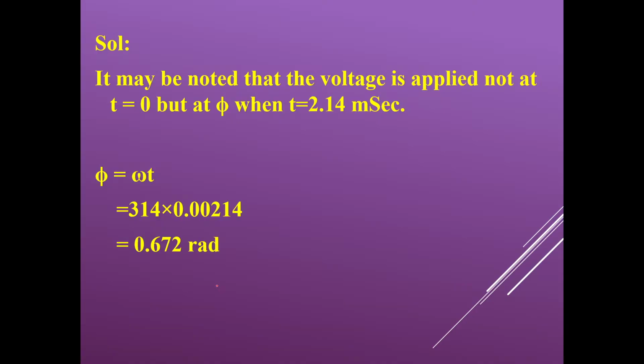So there is a phase delay here, with some time delay the switch is closed. Okay, so we are determining the phi value. Phi equal to omega t. Omega means 314, t is 0.00214. So this is it: phi equal to 0.672 radians.